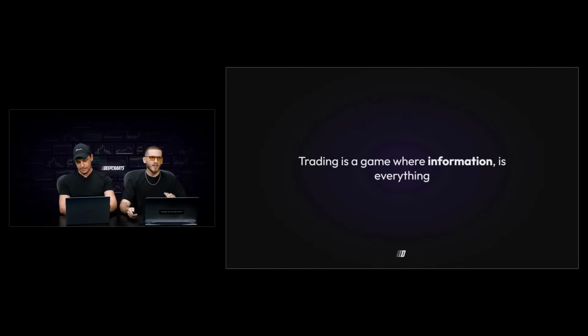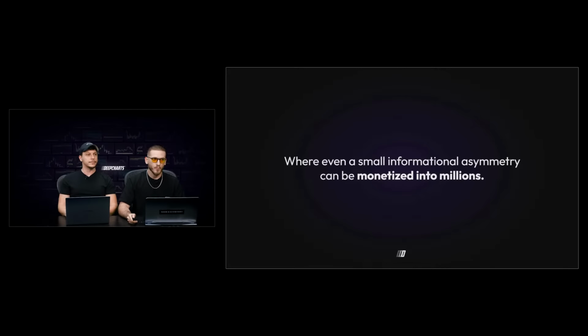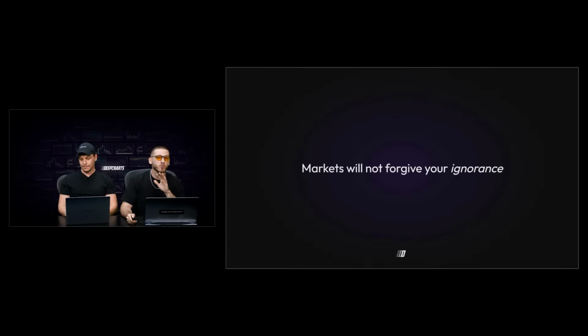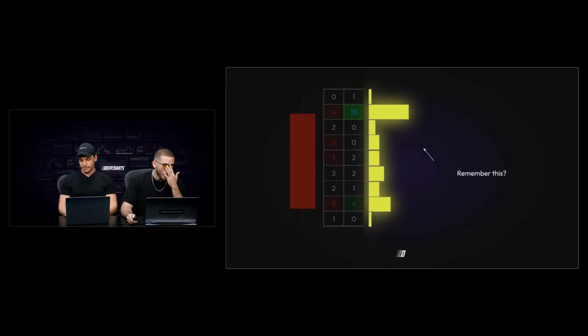Let's be real for a second. Trading is a game where information is everything, where even a small informational asymmetry can be monetized into millions and billions by big banks. Markets will not forgive your ignorance. And in 2025, you cannot afford being blind to this, actively choosing to be blind to this. And trust me, we're just scratching the surface. Remember this.